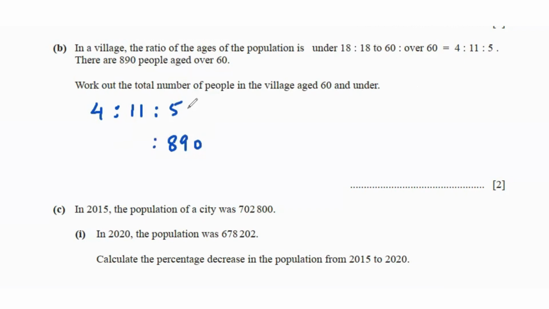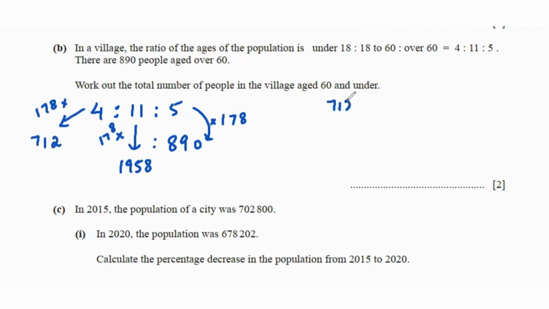So we need to figure out what we multiply 5 by to get 890. So we do 890 divided by 5. And that shows that we're multiplying 178 with 5 to get 890. Which means we're going to multiply 178 with 4 and 11 as well. So 11 times 178 is going to give us 1,958. And then 4 times 178 is going to give us 712.